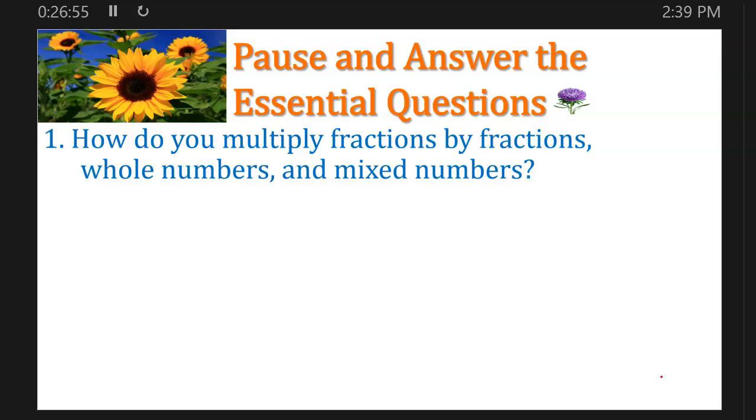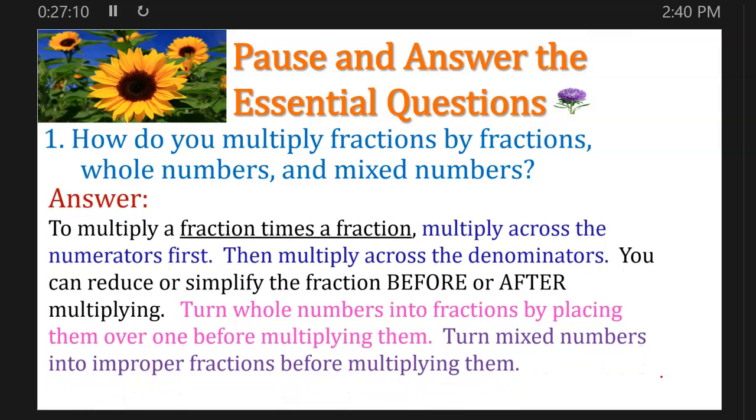All right, how do you multiply fractions by fractions, whole numbers, and mixed numbers? So I'm going to ask you to try to answer this one on your own, can be in your own words, and then I'll give you the answer. Okay, to multiply a fraction times a fraction, multiply across the numerators first, then multiply across the denominators. If you can reduce or simplify the fraction before or after multiplying, do so. Turn whole numbers into fractions by placing them over 1 before multiplying them, and then turn mixed numbers into improper fractions before multiplying them.